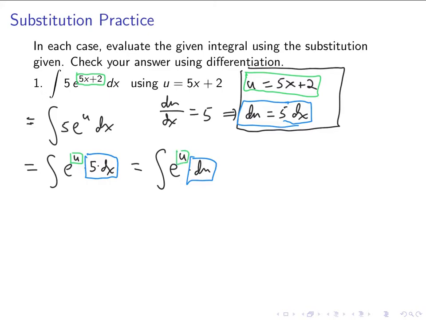So the 5 dx part is equal to du, according to this guy. And the 5x plus 2 part is equal to u, according to this guy. And so what I've done is I have gotten everything in this integral, the original integral that had x's in it, is now completely in terms of u. And so now I can just use the antiderivative rule for the exponential function. The antiderivative of e to the u is just e to the u.